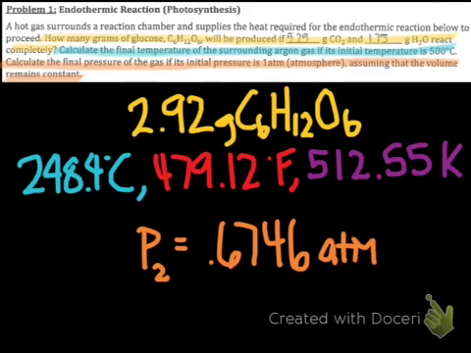Now, the last part is calculate the final pressure of the gas if its initial pressure is 1 atmosphere, assuming that the volume remains constant. Now, again, we used Gay-Lussac's law to solve for this, and we found out that the final pressure would be 0.6746 atmospheres.